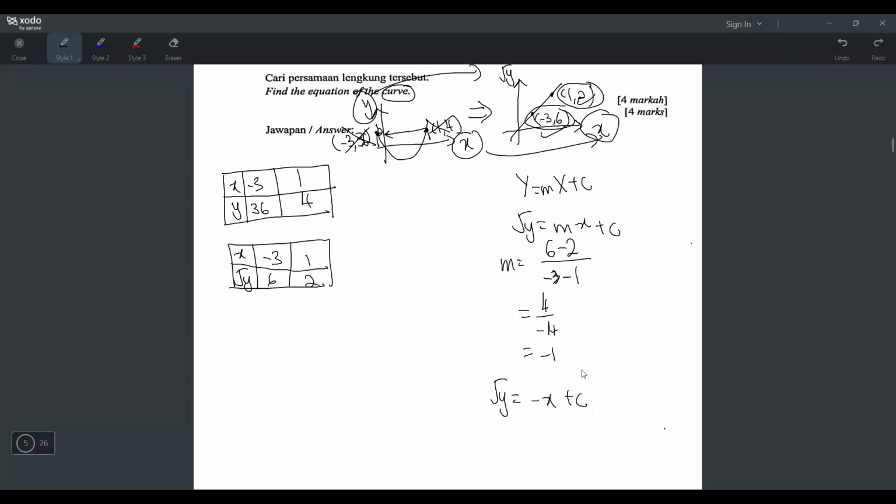So I will sub into 1, 2. So I'll just write here PT 1, 2. PT stands for passes through. Now you sub inside. Okay, let me tell you a common mistake. Some of you will sub like this: square root 2 equals to negative 1 plus C. Yeah, some of you sub like this. Okay, this is wrong.